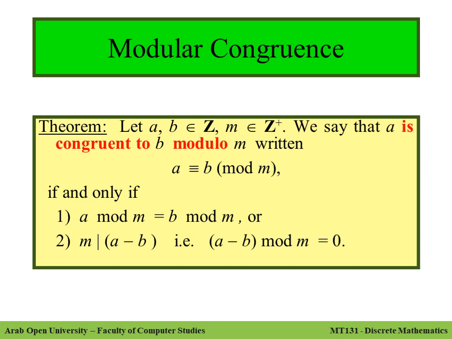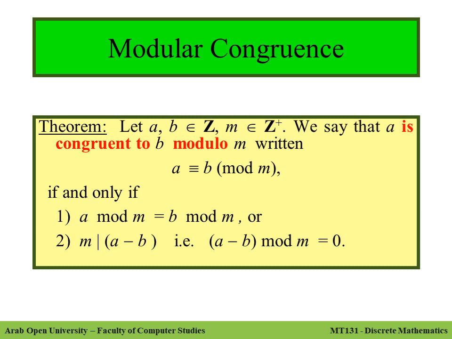The first condition, A mod M equal B mod M, means the remainder I get when I divide A by M is the same remainder when I divide B by M. You get the same remainder. The second condition is easy, that M must divide A minus B.